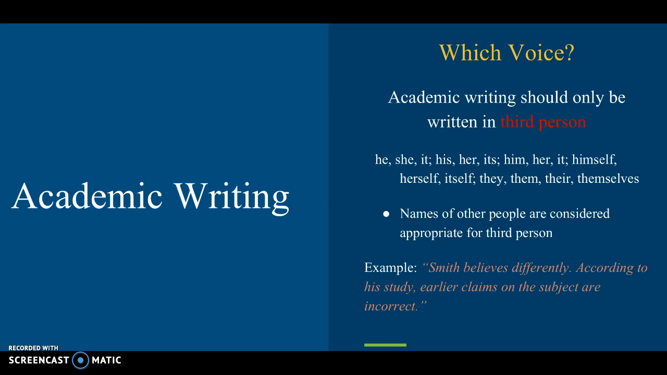An example of using third person in academic writing is, Smith believes differently. According to his study, earlier claims on the subject are incorrect.